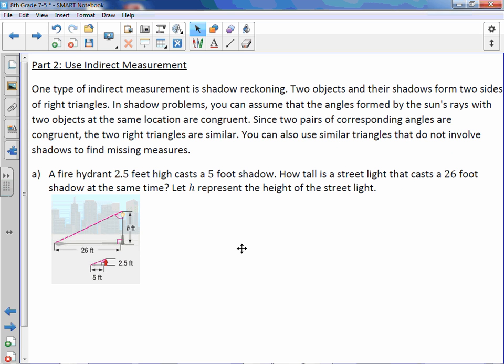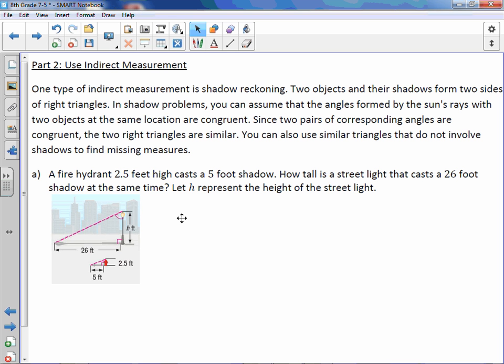One type of indirect measurement is shadow reckoning. Two objects and their shadows form two sides of right triangles. In shadow problems, you can assume that the angles formed by the sun's rays with two objects at the same location are congruent. Since two pairs of corresponding angles are congruent, the two right triangles are similar. You can also use similar triangles that do not involve shadows to find missing measures.